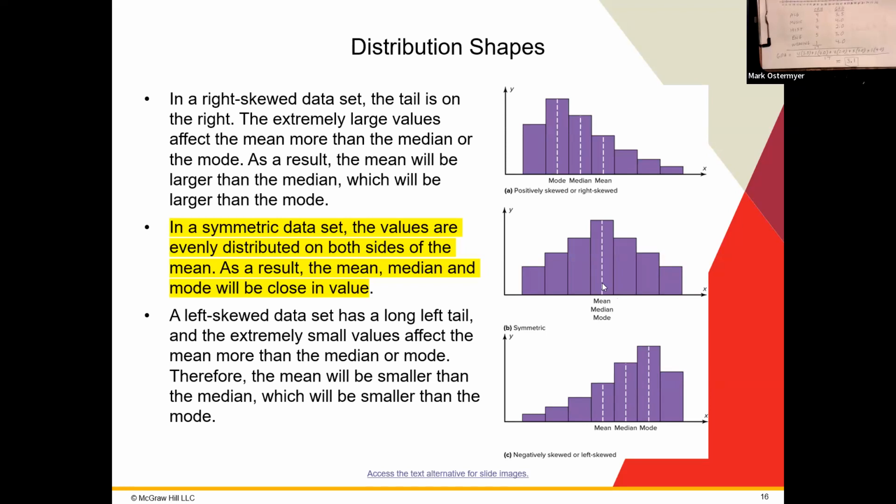If your data set is negatively or left skewed, then the mean would be the smallest of your three measures of central tendency. The median would be the next greatest measure, and the mode would be the greatest of all three statistics. Just remember, the median is always in between the mean and the mode for skewed data, all right?